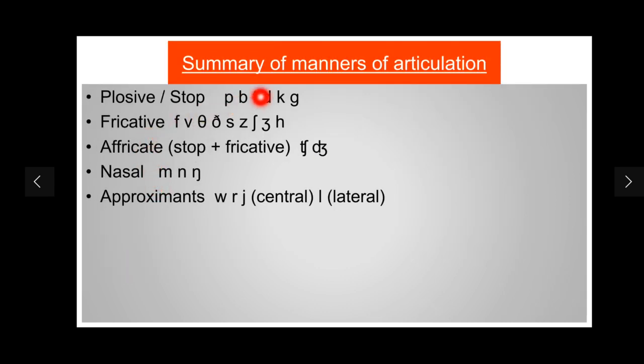Now a summary of manner of articulation. Plosive or stop: p, b, t, d, k, g. And fricatives: f, v, s, z, sh, h. Affricate, stop plus fricative, like ch, j. And nasal: m, n. And approximant: w, r, y. Central, that is, or lateral, that is l.